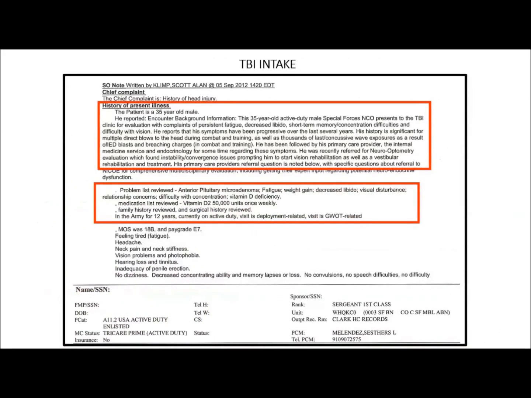Looking at traumatic brain injury, this is when I first went in for my NICO consult, but you can see the same thing over and over again. Symptoms progressed over the last 3 years. I had thousands of concussive blasts. I had loss of consciousness concussions. And still at this point, it wasn't really clear what was happening. So you're looking at all these same symptoms over again.